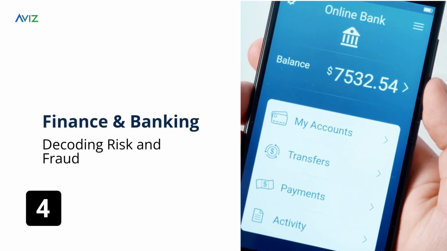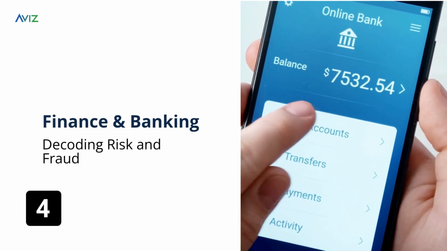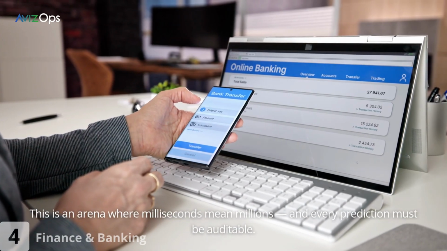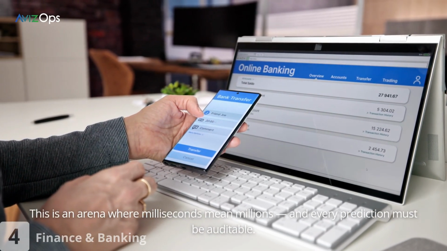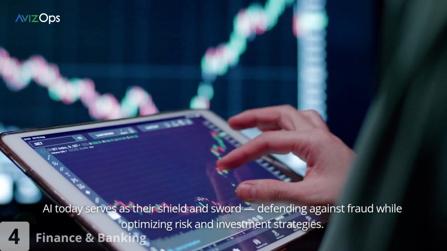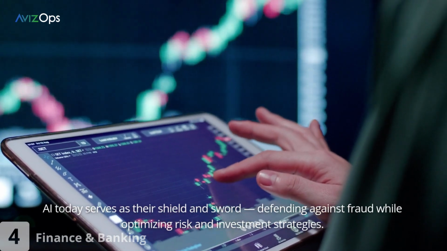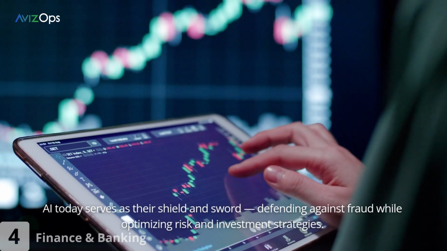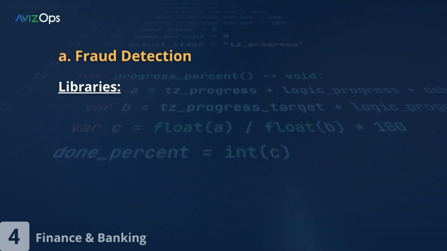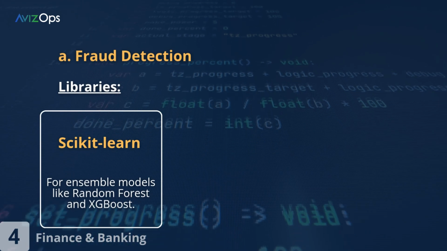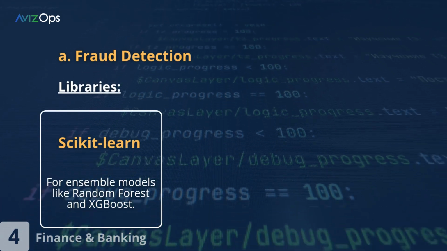4. Finance and banking, decoding risk and fraud. This is an arena where milliseconds mean millions, and every prediction must be auditable. AI today serves as their shield and sword, defending against fraud while optimizing risk and investment strategies. For fraud detection, libraries like Scikit-learn, for ensemble models like random forest and XGBoost.